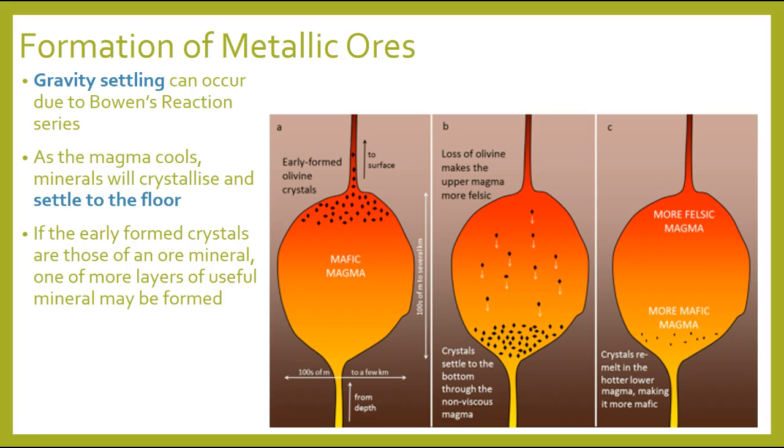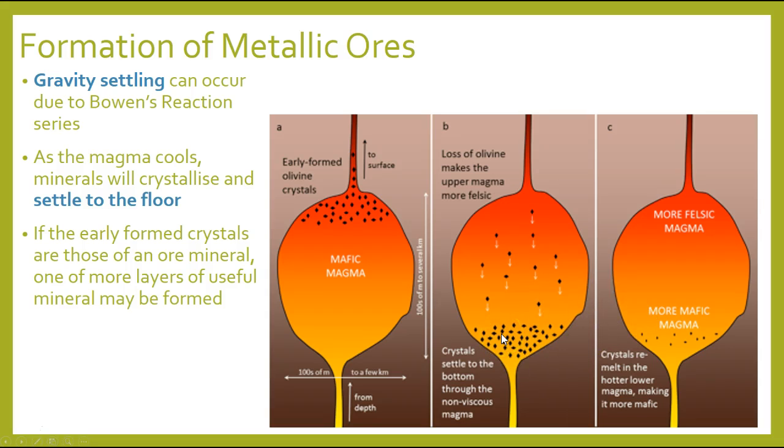Now, we can get formation of metallic ores in a magma chamber. This is referred to as gravity settling and can occur because of Bowen's reaction series. As the magma cools, minerals will crystallize. Now remember, it's the minerals with the highest melting point that crystallize first as the magma cools. These will precipitate out into crystals and they'll settle to the floor like we can see in our diagram here.